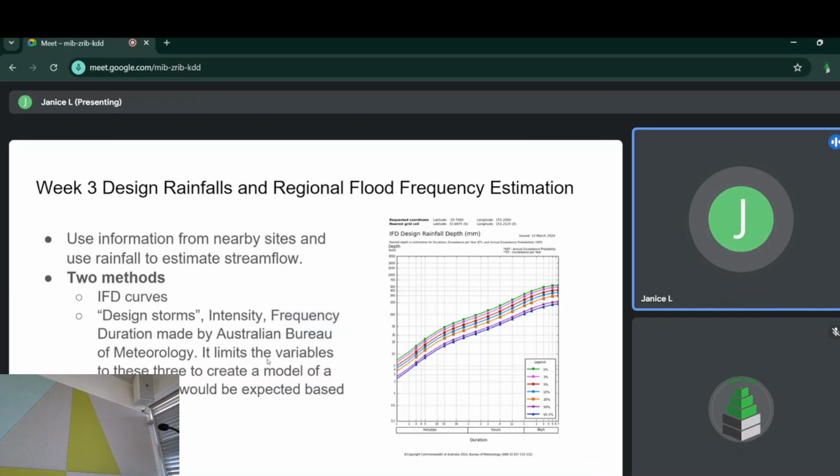So the longer the storm lasts, of course, the depth is going to be deeper. There's going to be more rainfall happening. And then, of course, more frequent storms, 63.2%, are going to be less severe storms. And you can see the correlation there: the depth is a lot shallower. But of course, it still escalates as time goes on.